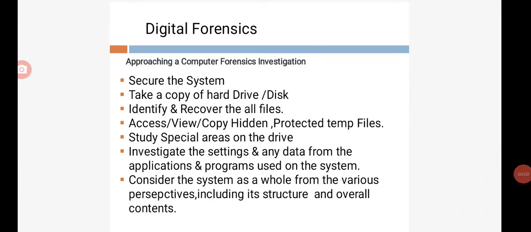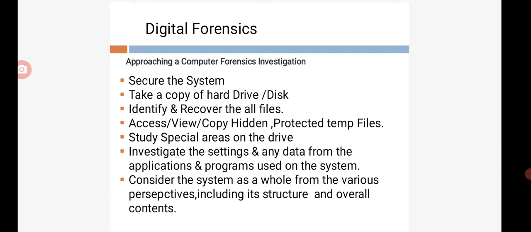Hello student, today we are going to discuss another topic of cyber security, that is approaching a computer forensics investigation. So in the last lecture we already discussed the things which are related to computer forensics and digital forensics. Digital forensics is the computer science with the help of which we find out the evidence or proofs against a person, which satisfy the court whether the given person, attacker or hacker is a criminal or not.